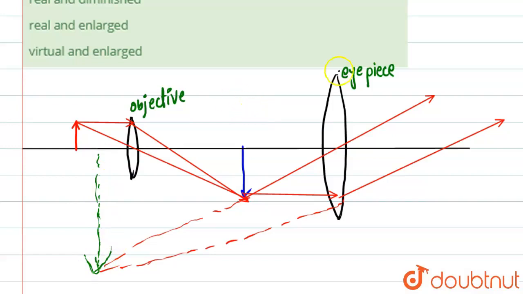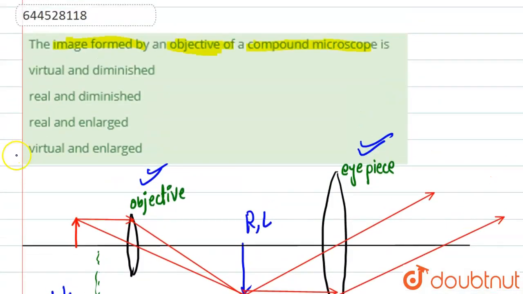So if you see, the image formed by the eyepiece is virtual and large, okay, but the image formed by the objective is real and large, okay, real and large. That means our answer will be option number C, that is real and enlarged.